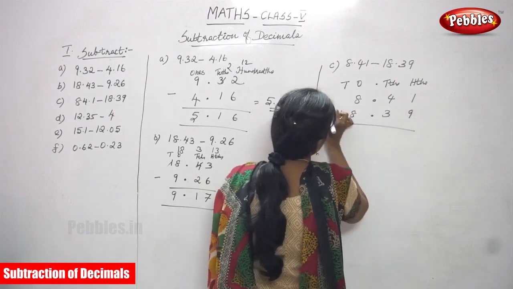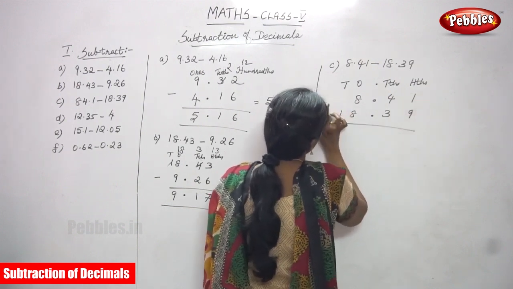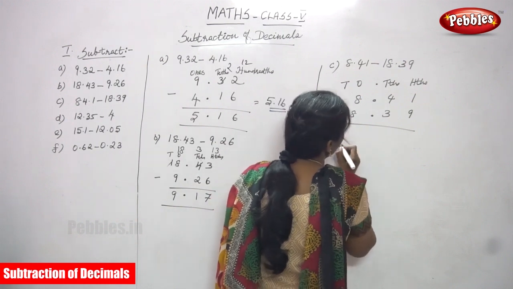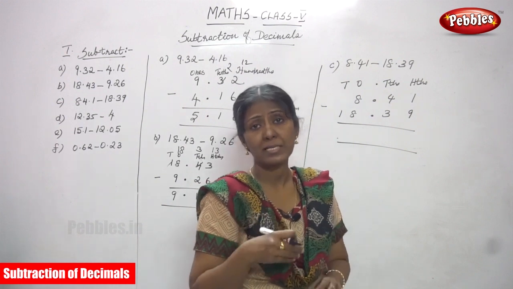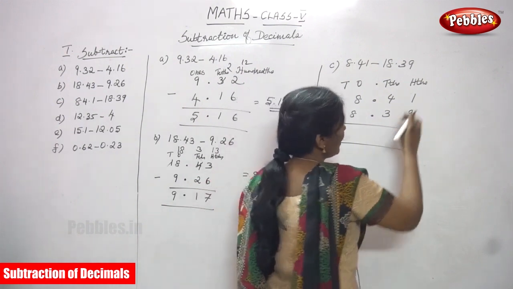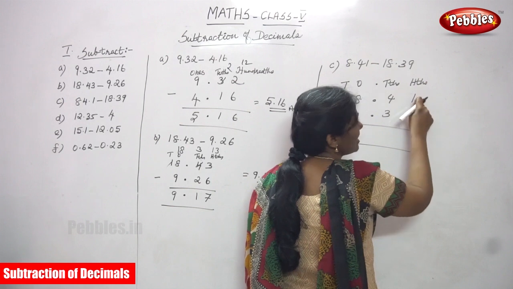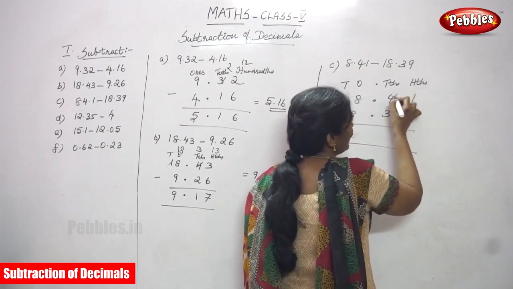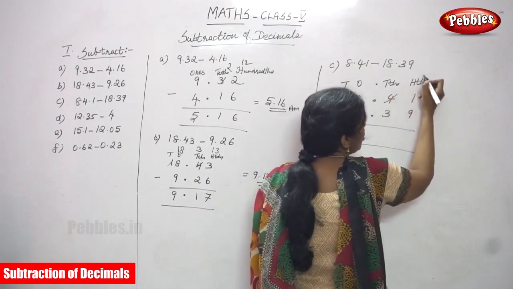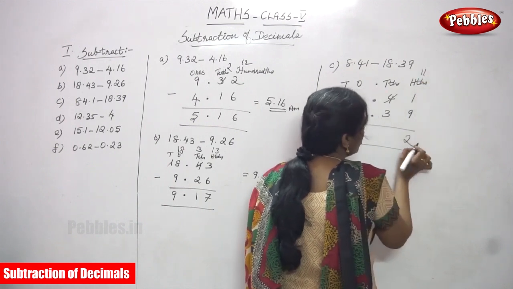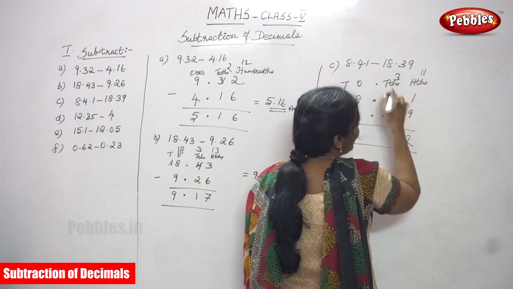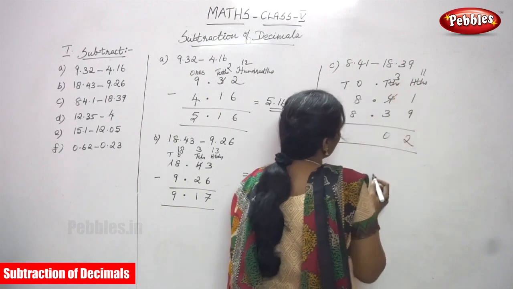So you have to subtract. After you write the numbers according to the place value, you start subtraction. 1 minus 9 you can't subtract because 1 is a smaller number, so you borrow from the tens. This 1 becomes 11. 11 minus 9 is 2. This 4 becomes 3.